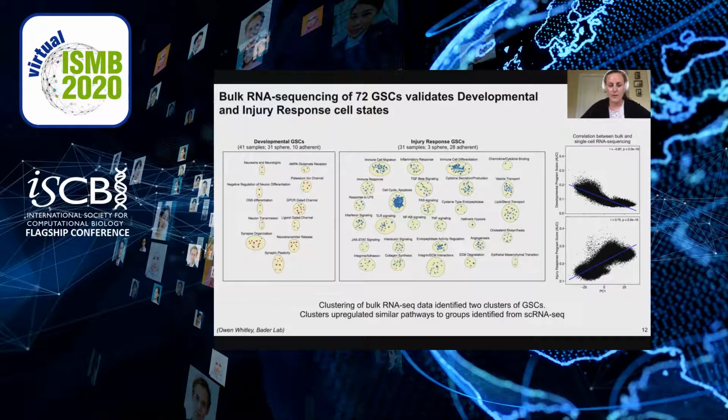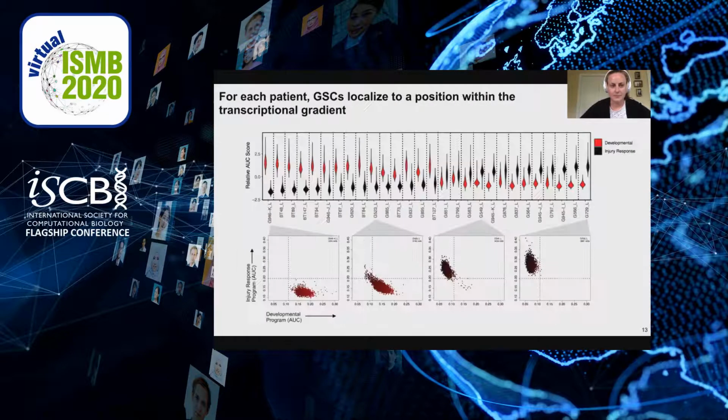So to corroborate these results in a larger cohort, we performed bulk RNA sequencing on 72 GSC lines, and we found that the optimal number of clusters was 2, and then we did pathway analysis on those 2 different clusters found from bulk RNA sequencing. We found the same pathways were showing up as in the single cell RNA sequencing. So there was one group that was really high for immune and cytokine and injury response related pathways, whereas the other was much higher for neurodevelopmental related pathways.